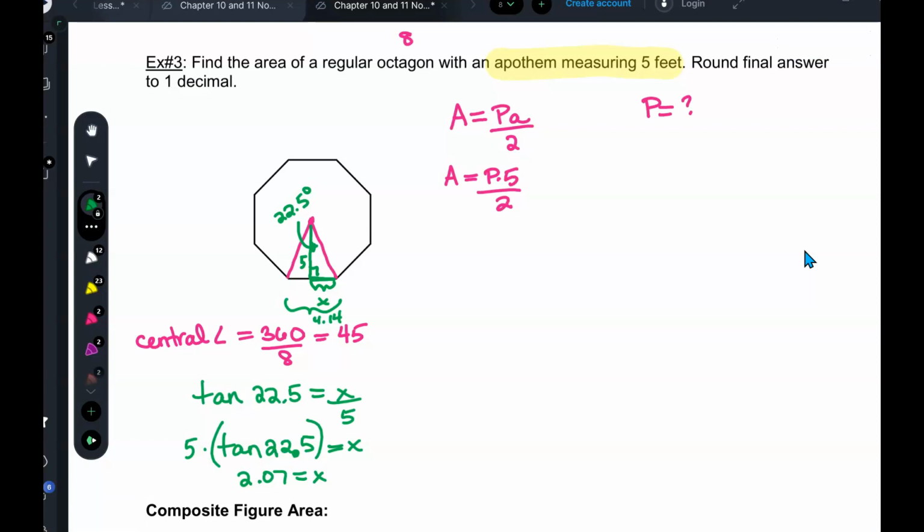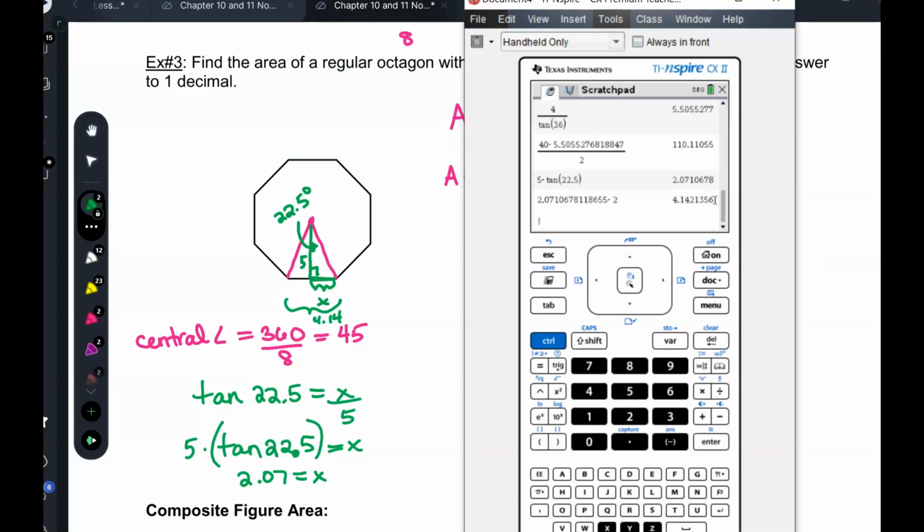Okay, so now how do I find the perimeter? Whoa, how'd you get 4.14? I just took that previous answer times 2. The answer that you multiplied by 2 is 2.1, because you have to round it. That's fine. I just multiplied it by 2 right away.